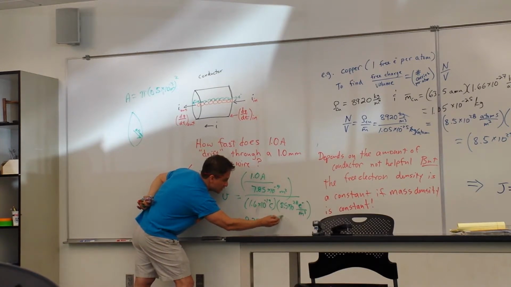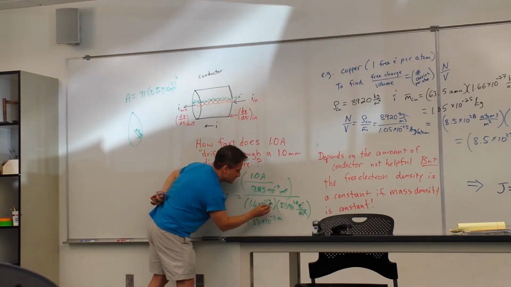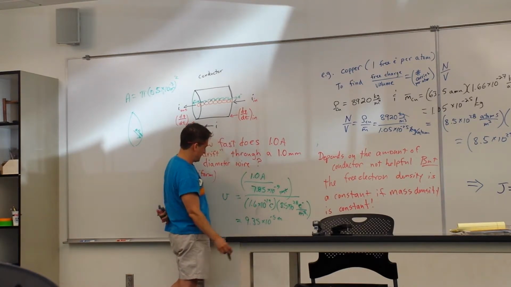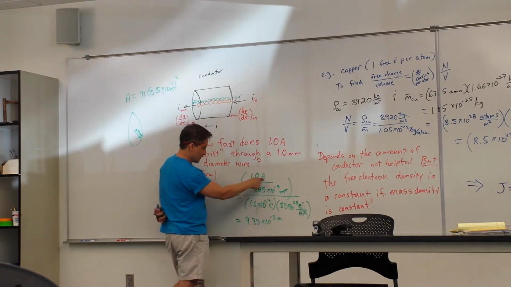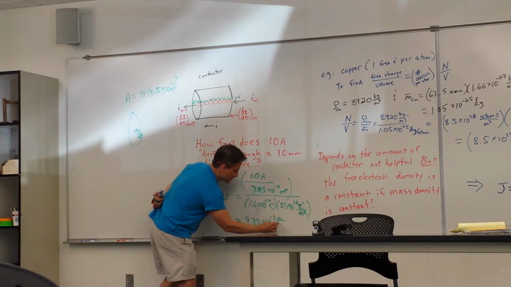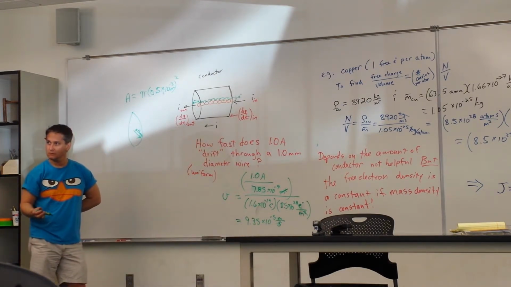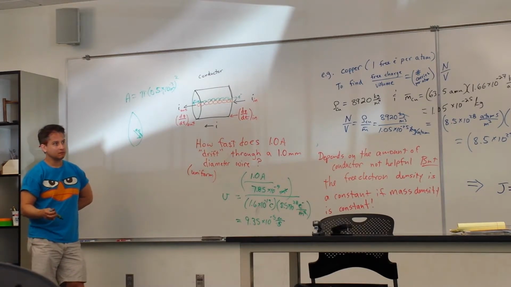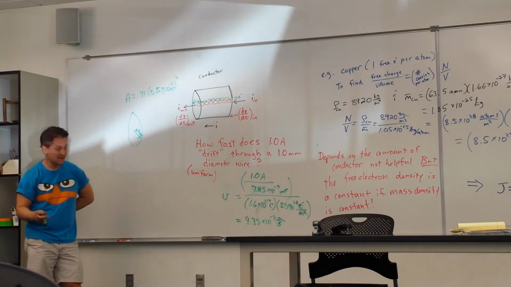And the units would be meters, because these go away. Charge per second. Where's my seconds at? Oh, right there, coulombs per second. Everything cancels out except for meters per second. What's that? That's damn slow.